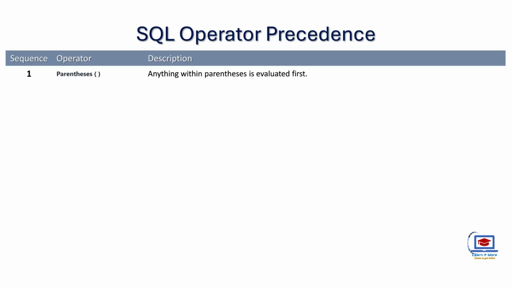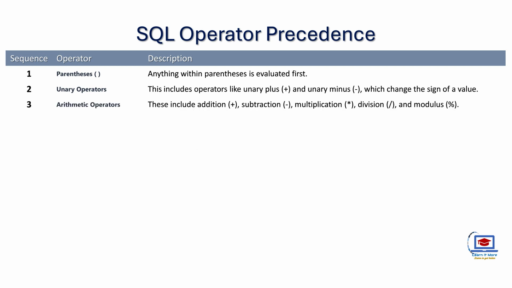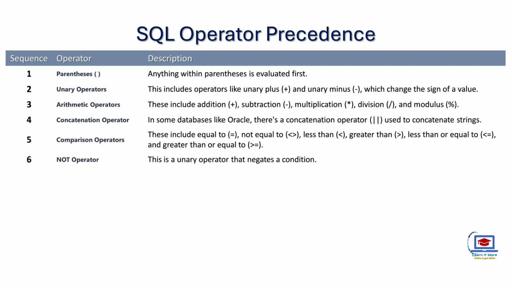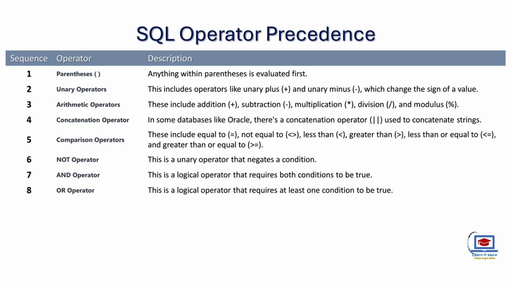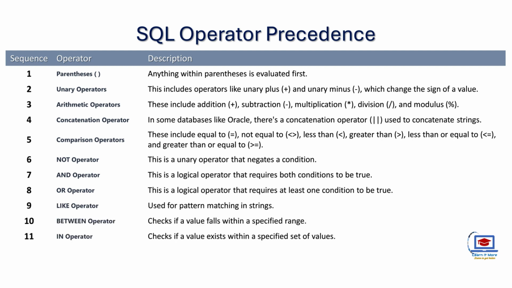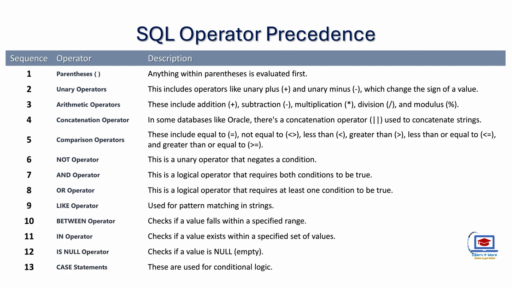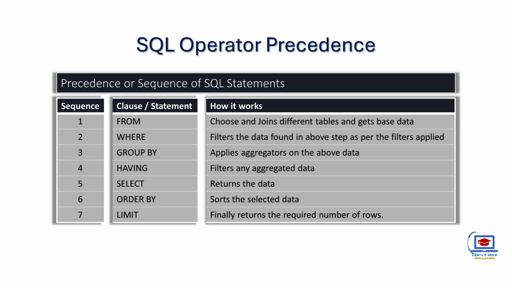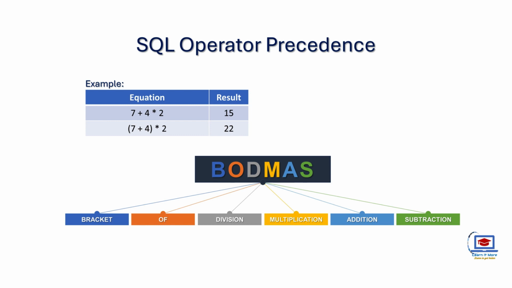Certain operators take precedence over others, affecting the order of evaluation in your queries. This specifies the order in which operators are evaluated when two or more operators with different precedence are adjacent in an expression. As shown in the example, similar to math's rule of BODMAS.